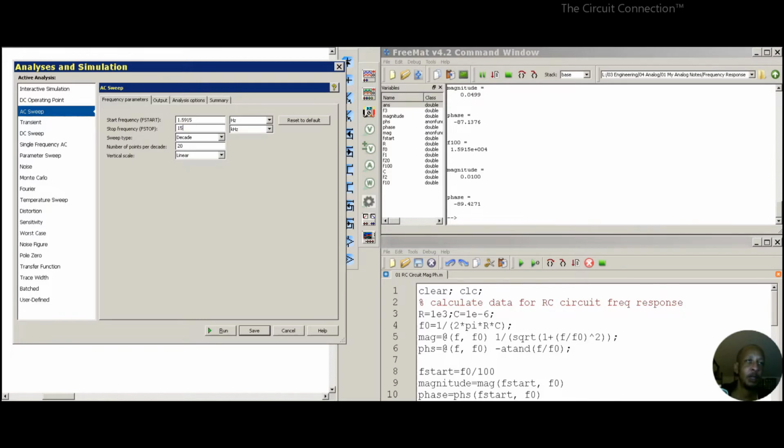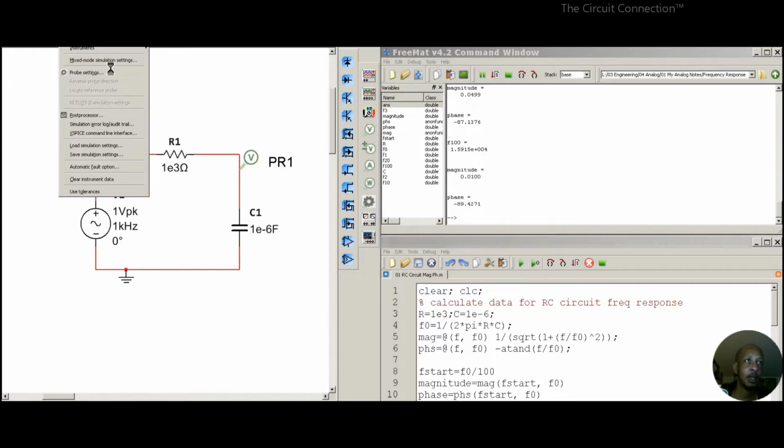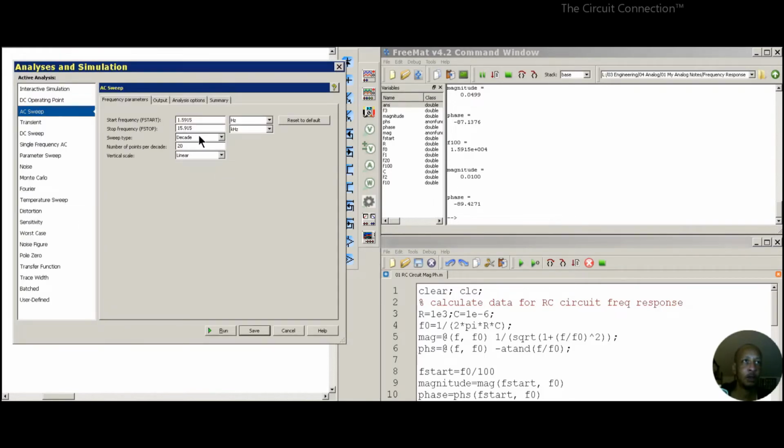15,915. We put that in units of hertz. It'll convert it. So go back over here: simulate, analysis, and simulation. It converted it and put it over here, and it did the drop down menu for us. That's automated. So it's 15.915 kilohertz. That's going to be the end of our range in this analysis.